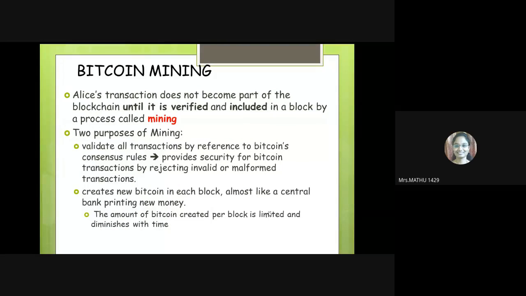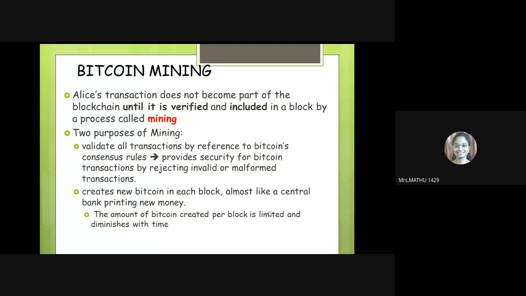So in the previous class, we discussed how transactions happen, how a transaction is created and what is required for its creation, the inputs, the outputs, and how a transaction is propagated into the Bitcoin network, right? So all these things we have discussed in the previous class. So we'll continue with that.